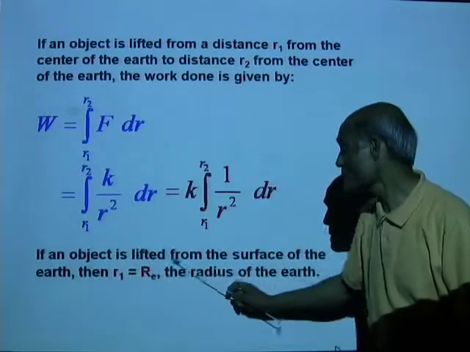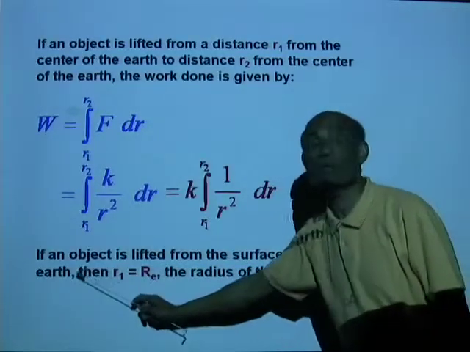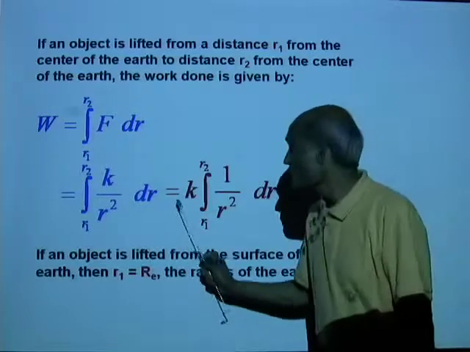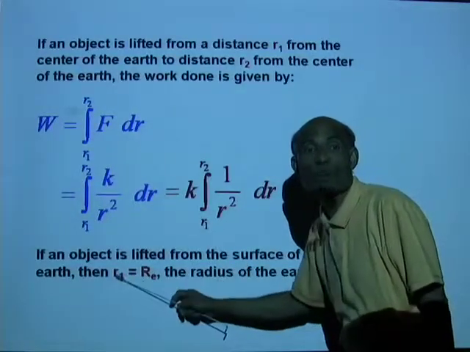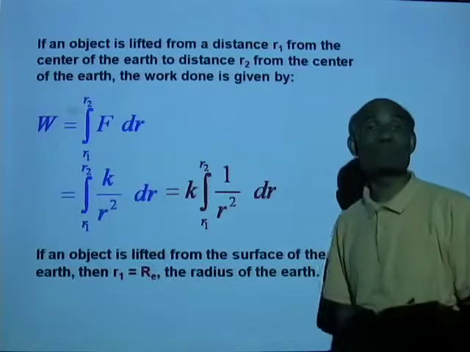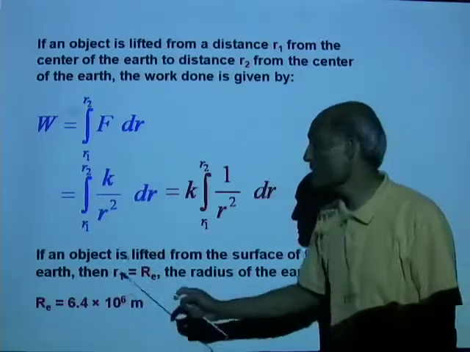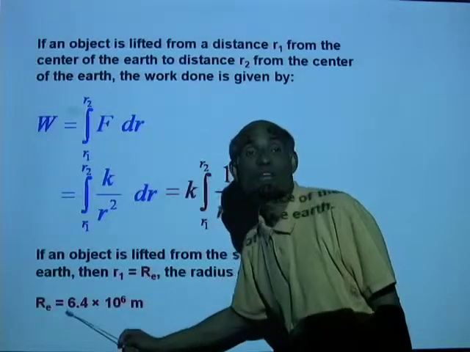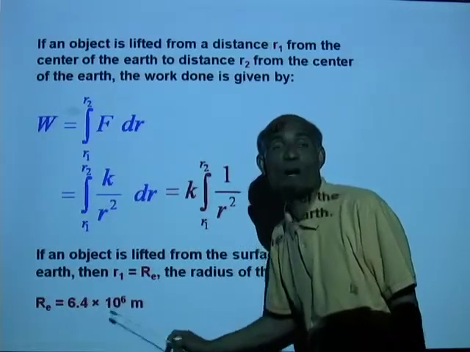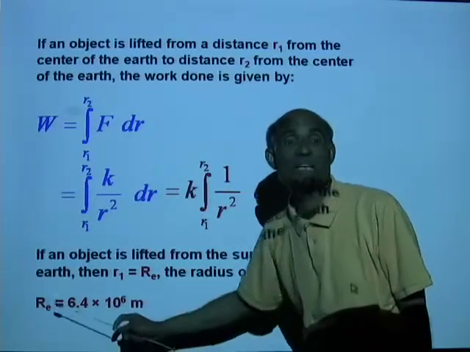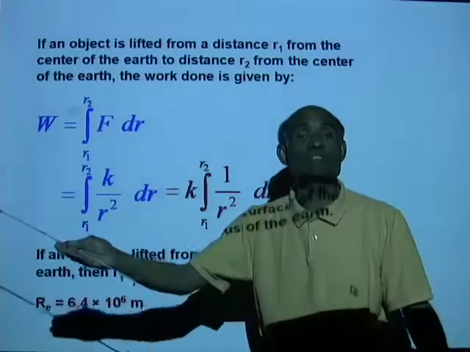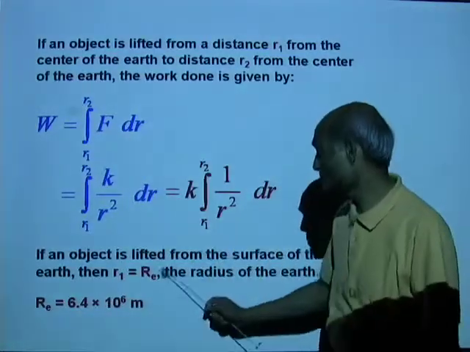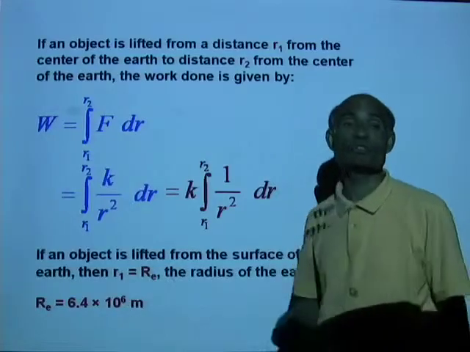So if an object is lifted from the surface of the earth, then this r1 will be the radius of the earth. And we will use the radius of the earth as 6.4 times 10 to the 6 meters. In other words, 6.4 million meters is the radius of the earth. Wherever we need that, we will use this value.